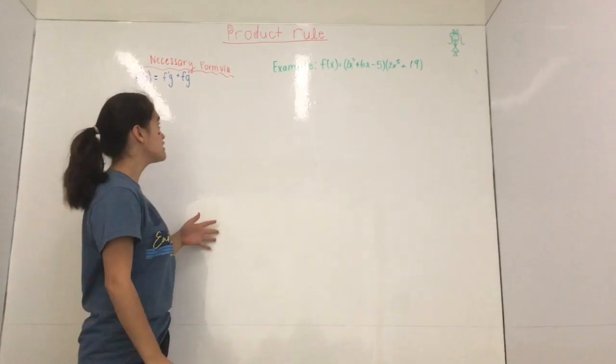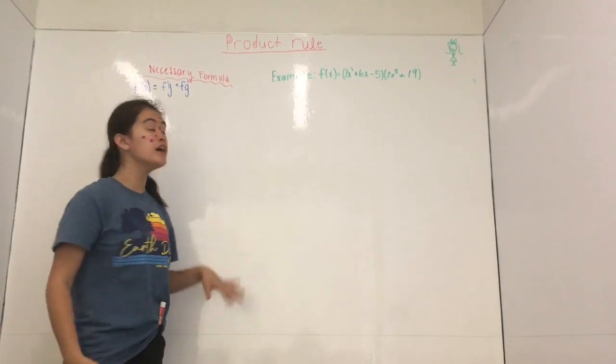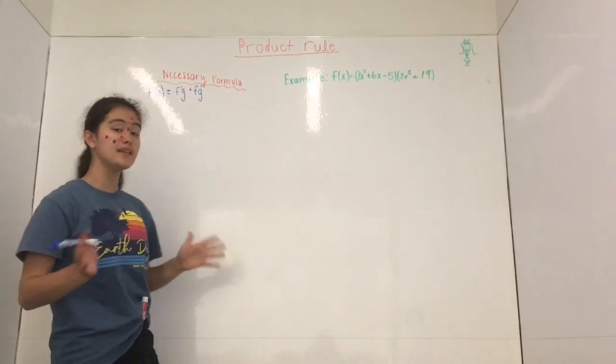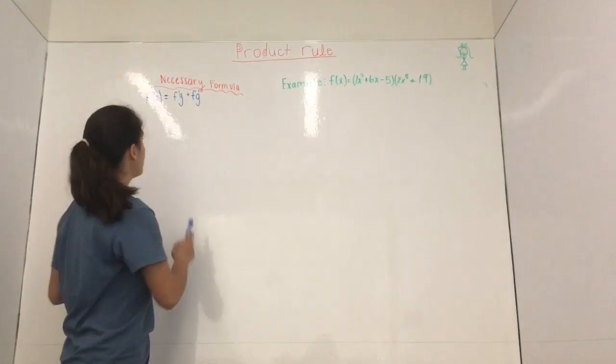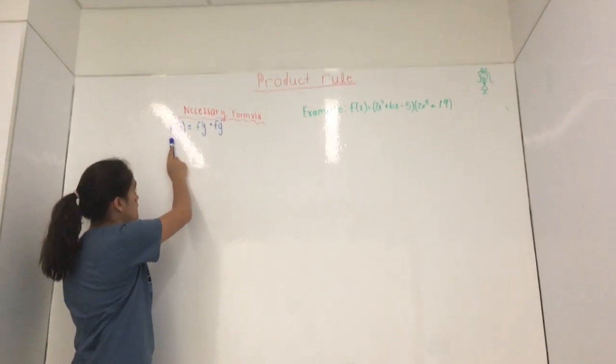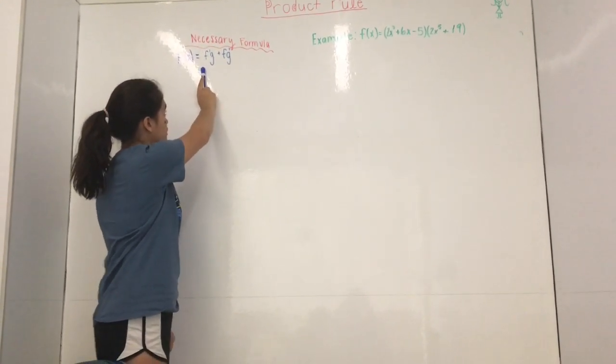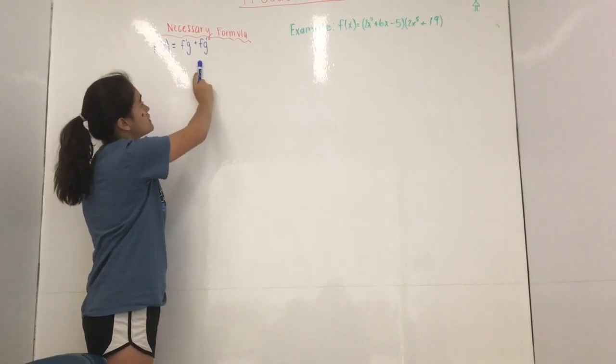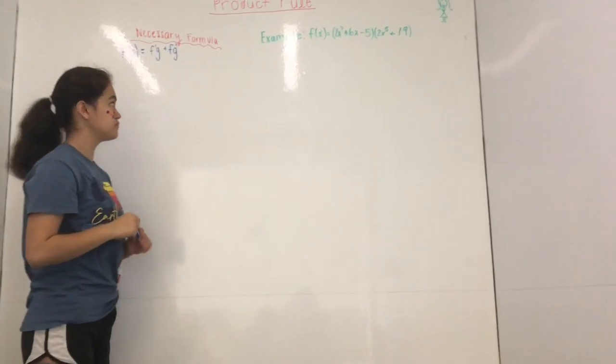Hello everybody, so today I'm going to be teaching you about product and quotient rule, and for our first example I'm going to be doing the product rule. So the formula we need for the product rule is to find the derivative of it, you need to take the derivative of f times g plus f times the derivative of g.